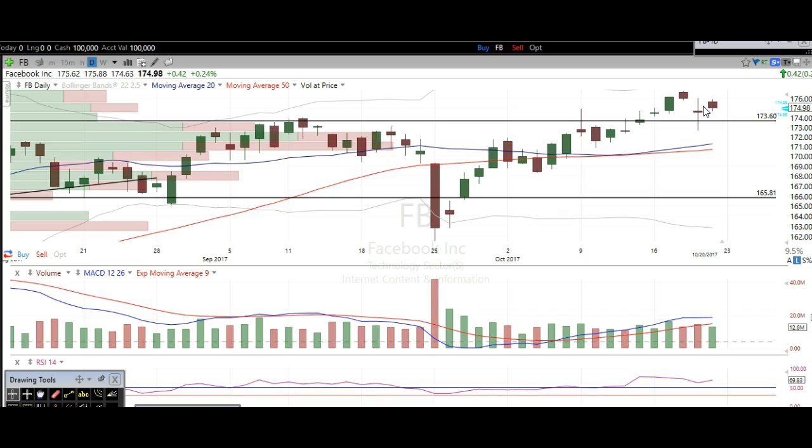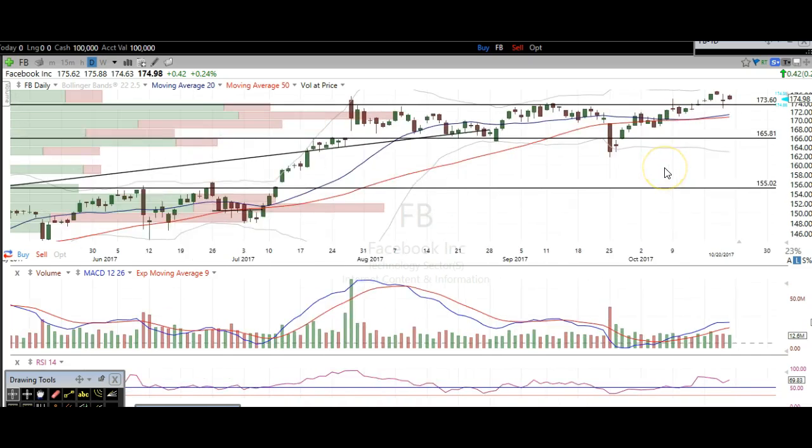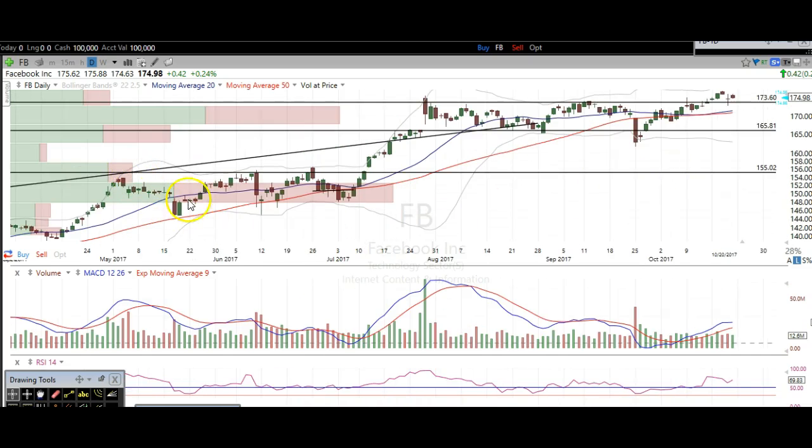And to me, with earnings coming up, I would favor the upside on this stock because we're holding this support level. As long as we're above about 173.60 on a closing basis, I would favor Facebook for an upside move. And just to review, back here is another time that we broke over a very similar looking resistance, and you can see that move right there. We broke out from about 155 all the way out to about 175.